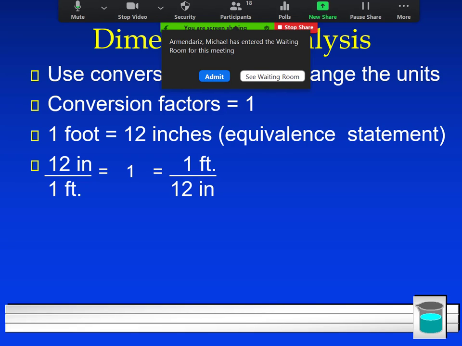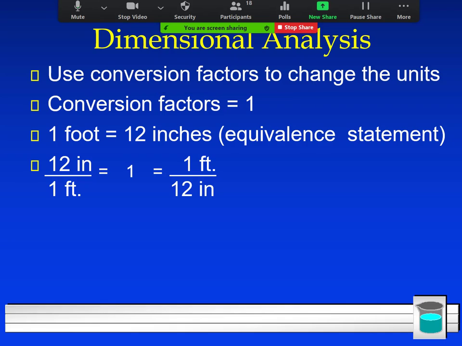Okay, so old friends, conversion factors are 1. So conversion factors equal 1, so I have to have two things that are equal. 1 foot is 12 inches. That's called an equivalent statement. And so I can write 12 inches over 1 foot is going to be 1 because the thing on the top and the bottom are the same. Or 1 foot over 12 inches, the top and the bottom are the same. All of those are equal to 1.